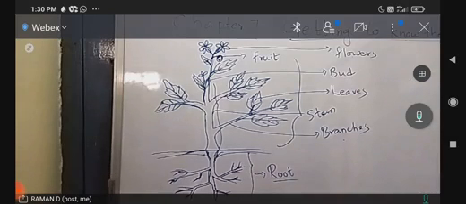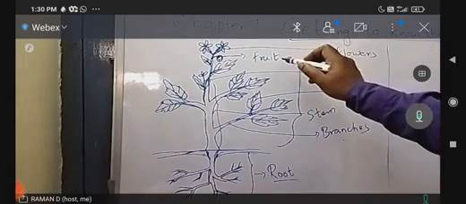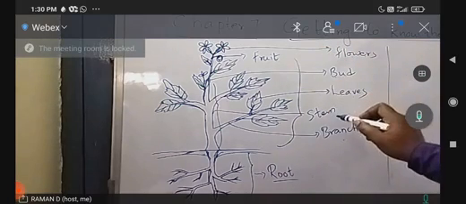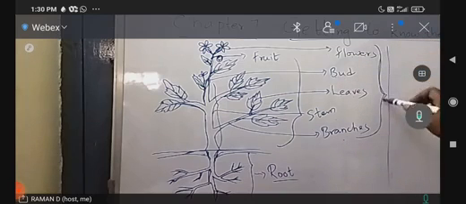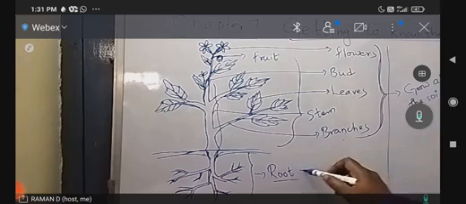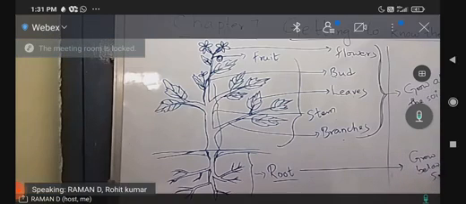So what are the parts of the plant? Flowers, bud, fruit, leaves, stem, and branches. And where do all these parts grow? They grow above the soil. And where will the root grow? Below the soil.